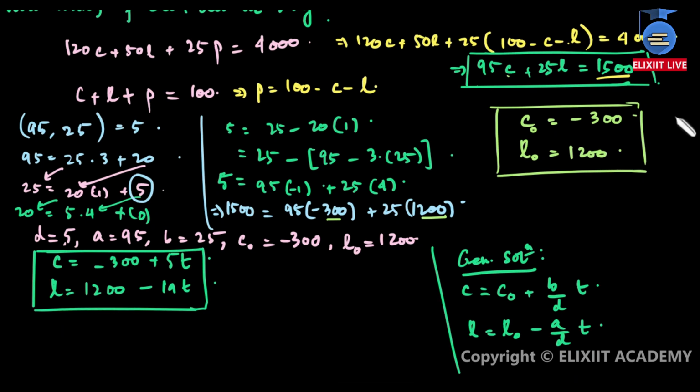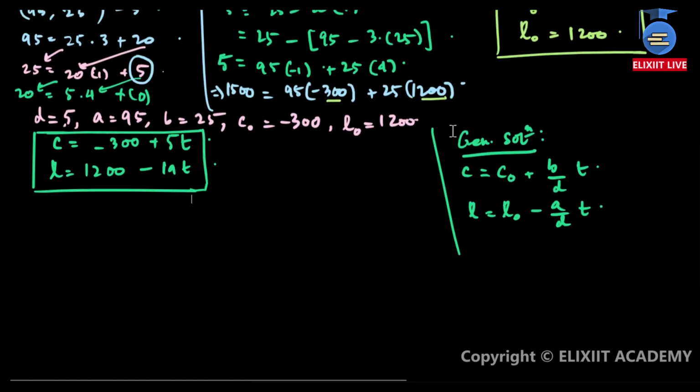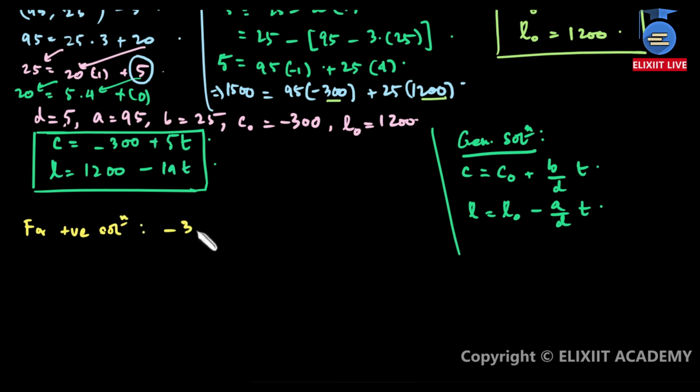Why is the general solution needed? It is needed to find out the positive solutions. How many positive solutions are there? We just make these greater than 0 and find the possible values of T for which they are positive. So for positive solution, minus 300 plus 5T is greater than 0, and 1200 minus 19T is greater than 0. Now find the range of values of T from here.